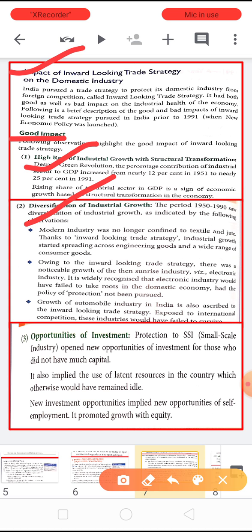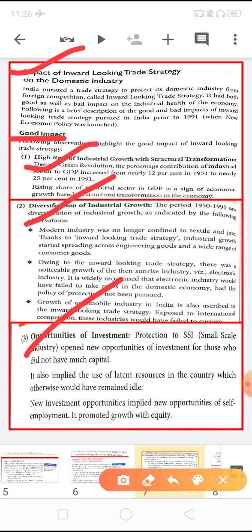India, it is also widely recognized that the roots in the domestic economy had the policy of protection which has not been pursued. Children, in the electronic industry and the automobile industries, we have observed that there is a good increase in this kind of industries, and if exposed to international competition, this industry would have failed to survive later onwards.